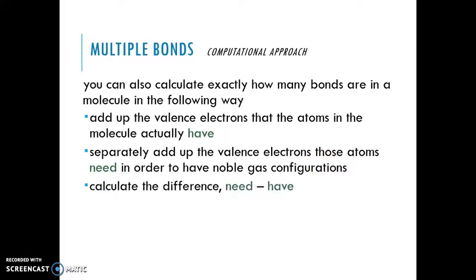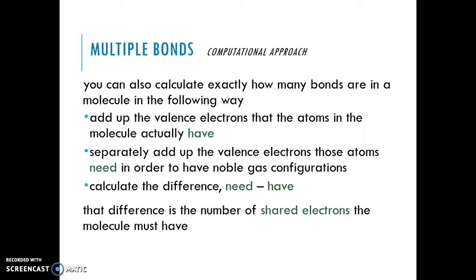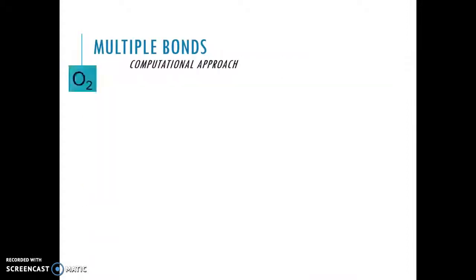And then what you're going to do is subtract. You're going to calculate the difference, the need minus what the have is, because you always need more than what you have since you're making bonds. And then that difference really represents the number of shared electrons that the molecule has to have. Well, since a bond is 2 electrons, you divide that number by 2 in order to get the number of bonds that you're going to need. So it's always easier to see an example. So the next slide has an example.